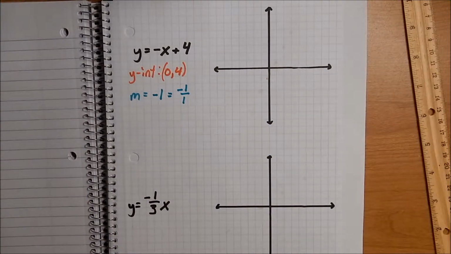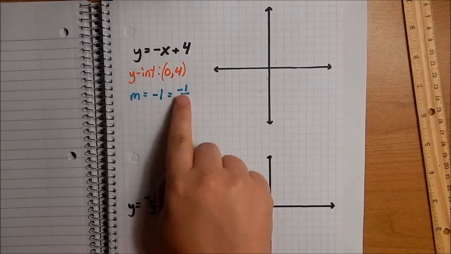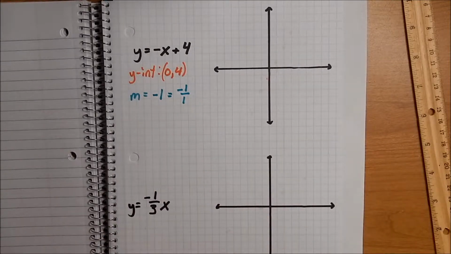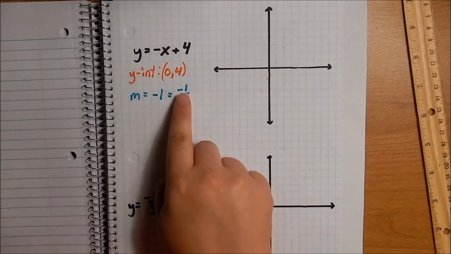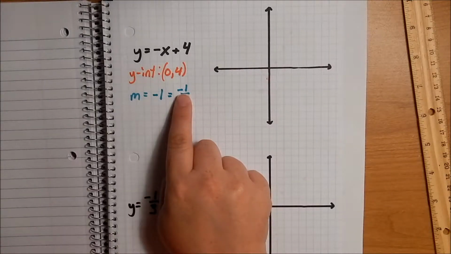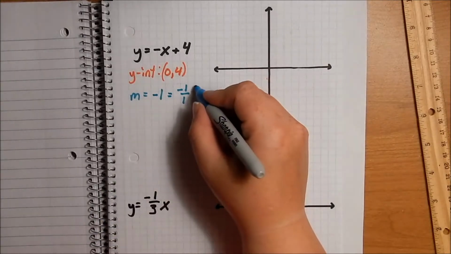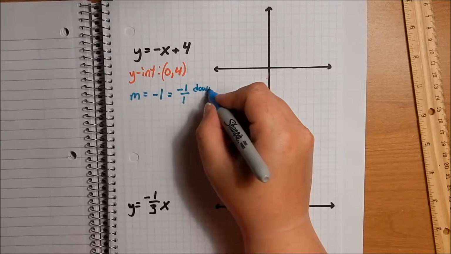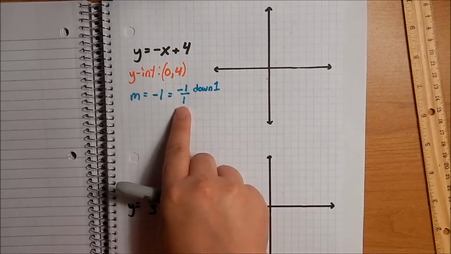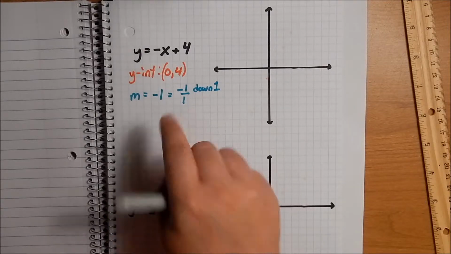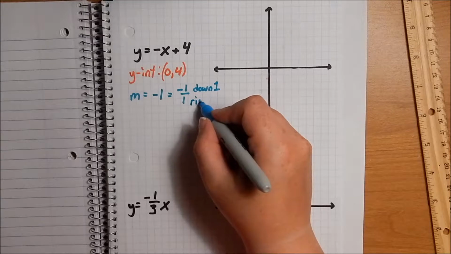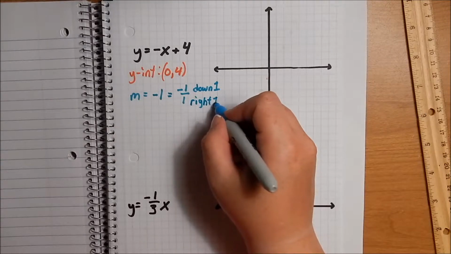Now, this is the first time I'm dealing with a negative. What does that negative 1 in the numerator tell me to do? Remember, numerator always tells me up or down. So in this case, that negative 1 in the numerator really means for me to do what? Down 1 is correct. And then in my denominator, I have a positive number. And in the denominator, that always tells me left or right. Since it's positive, it's going to be to the right 1.